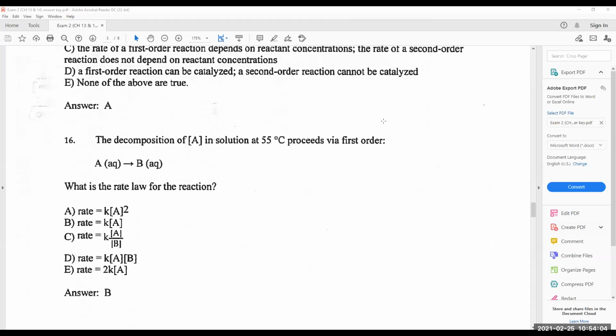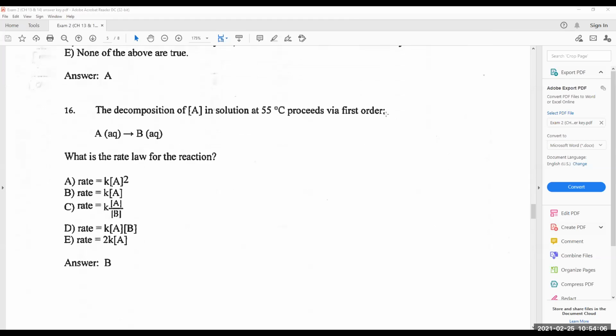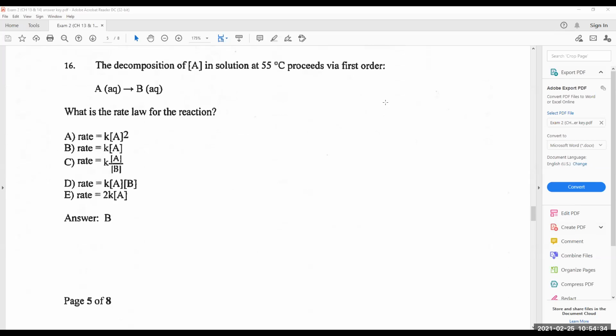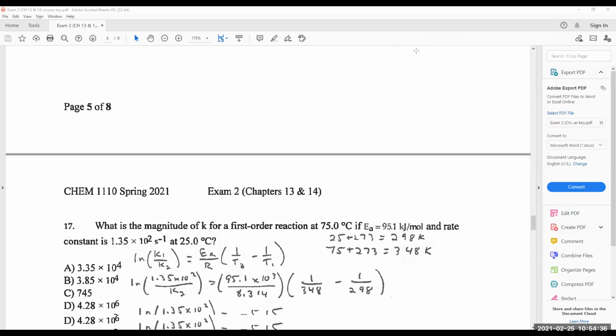Number 16, for this decomposition reaction, from A going to B, we're told it's a first order reaction. So then what would be the rate law for it? And the answer is rate equals K times the concentration of A. So since it's first order, no exponents on that concentration or anything like that. 17.